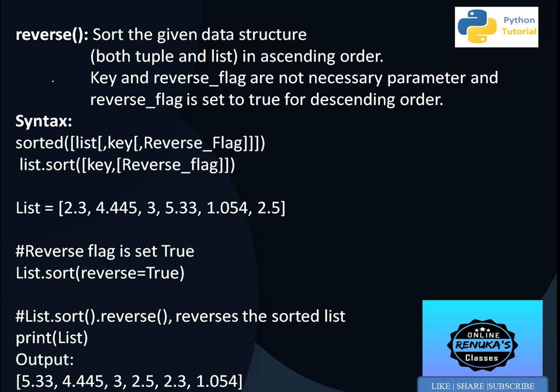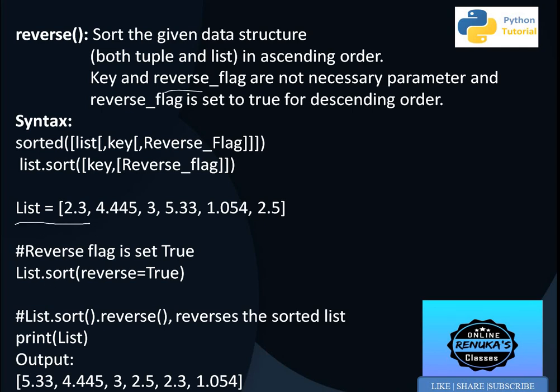Then reverse. Reverse means that you want to reverse the contents of the list. So reverse works with the help of sorting also. Sorting means that we are arranging the contents in ascending or descending order, and with sort, if we use reverse, then we can reverse the contents.